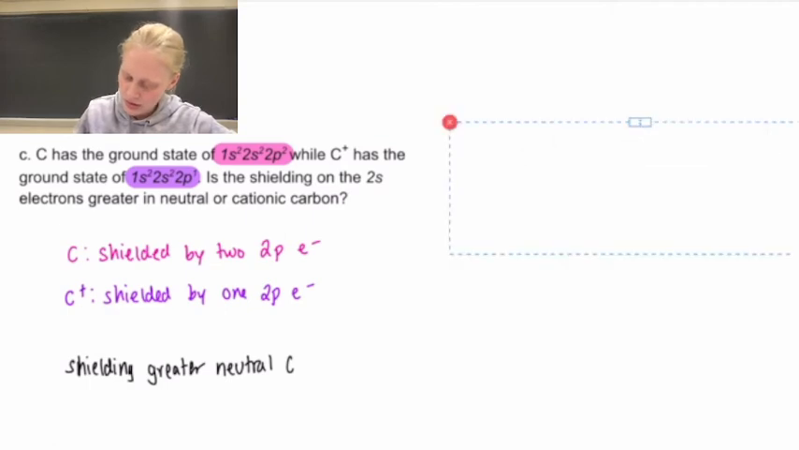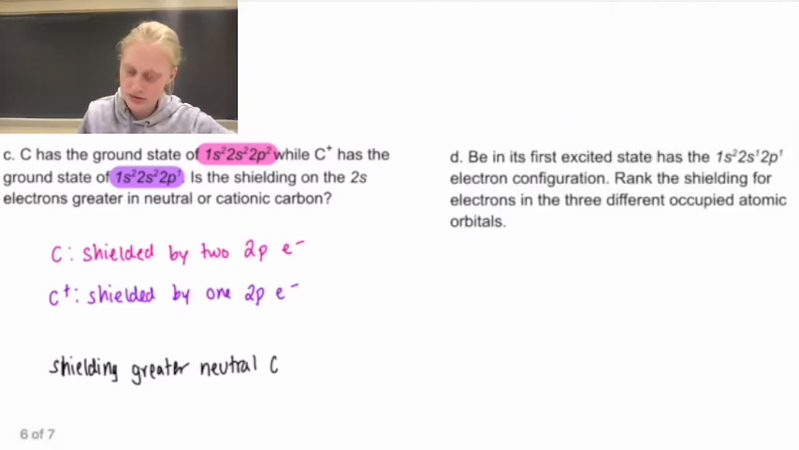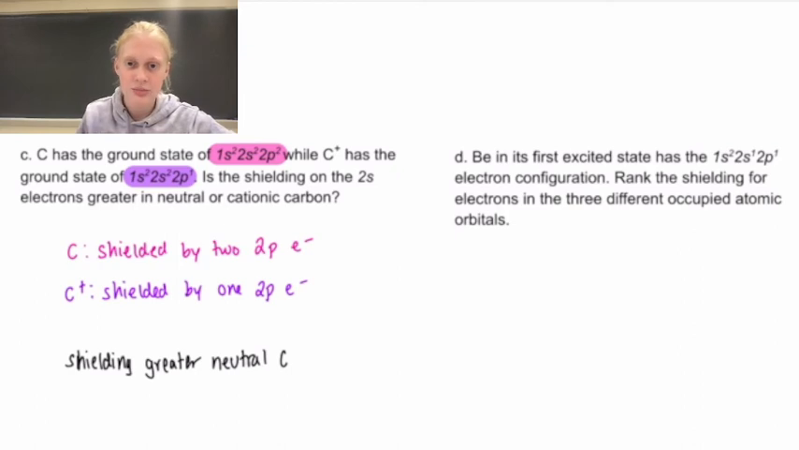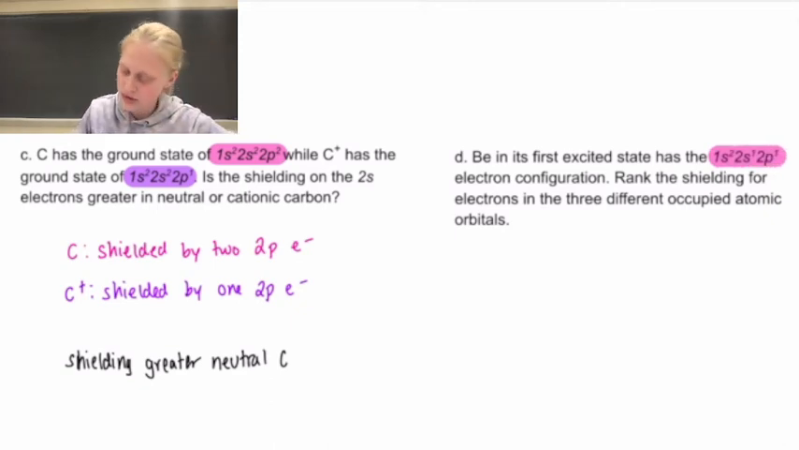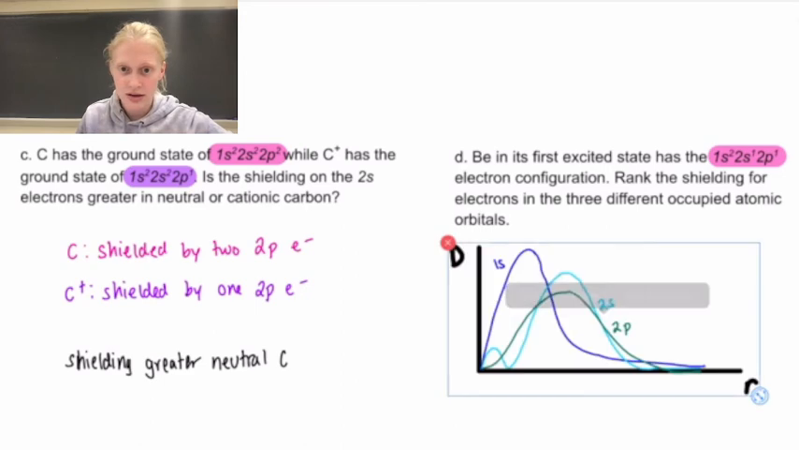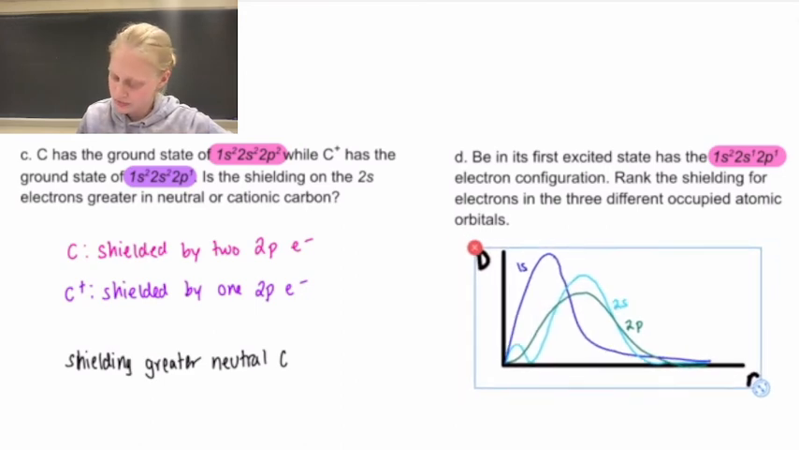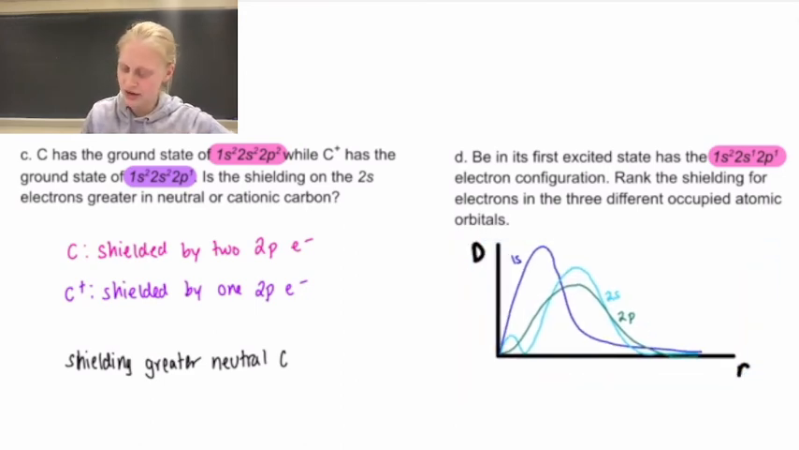Okay, then we have our last part. So our last part says beryllium in its first excited state has a 1s2, 2s1, 2p1 electron configuration. Rank the shielding for the electrons in the 3 different occupied atomic orbitals. So since I sketched a similar graph for part A already, I'm just going to go ahead and paste that in. So we can see the 1s, the 2s, and the 2p.